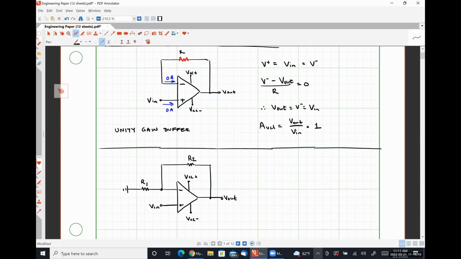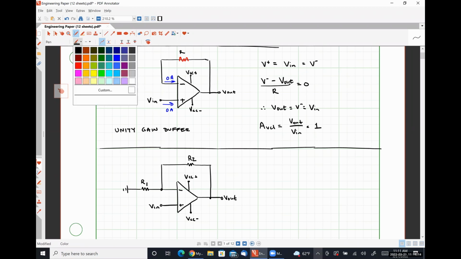All right. So we're going to apply those exact same op amp rules here.